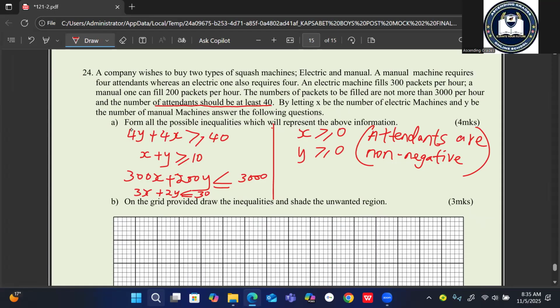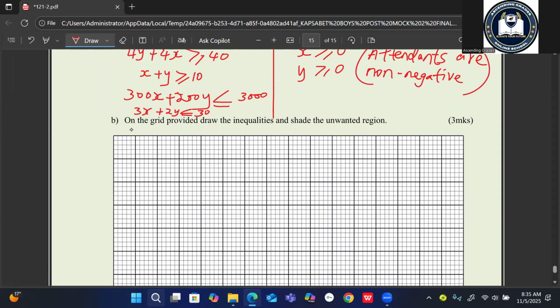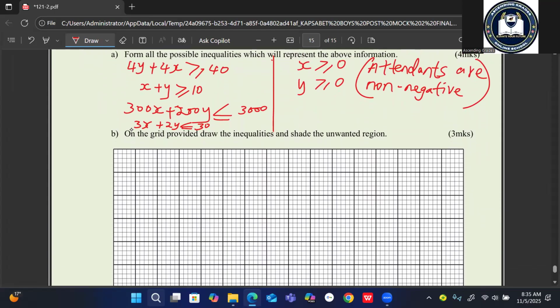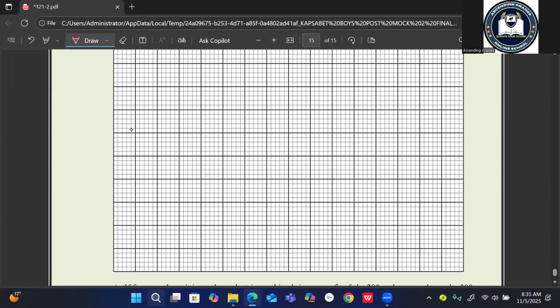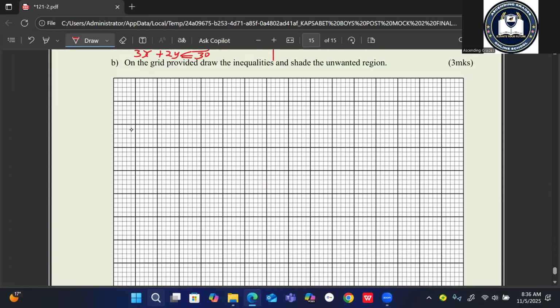So we are on part B. On the grid provided, draw the inequalities and shade the unwanted region. And draw a curve. Draw it here.